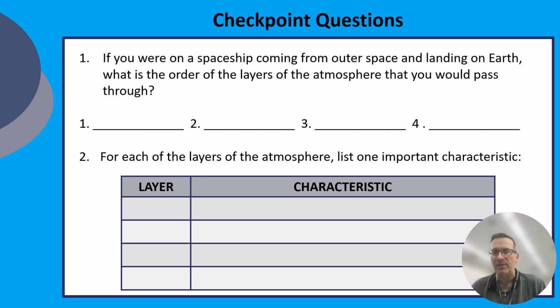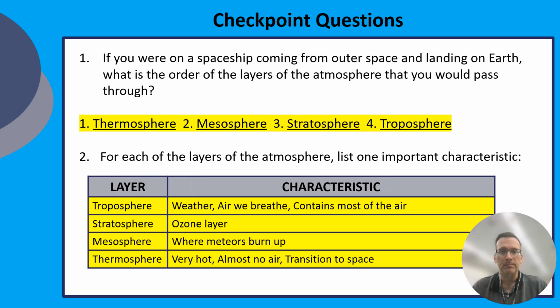I'm going to show you the answers now. Make sure you copy these in your notebooks. So remember, from space to Earth, it's reversed. Thermosphere, mesosphere, stratosphere, troposphere. Then here we have each of those four layers and then the key characteristic that you need to remember, okay? So write those in your notebooks.